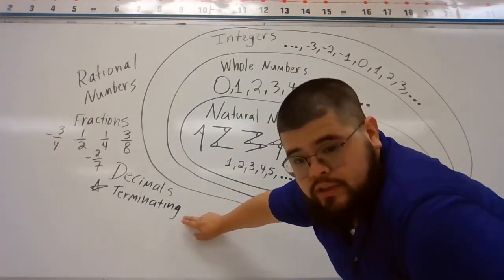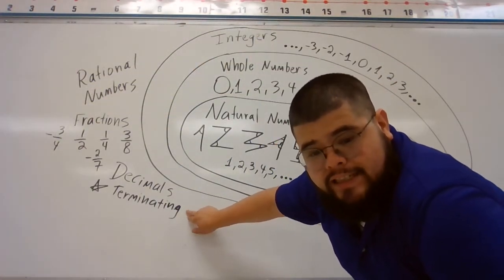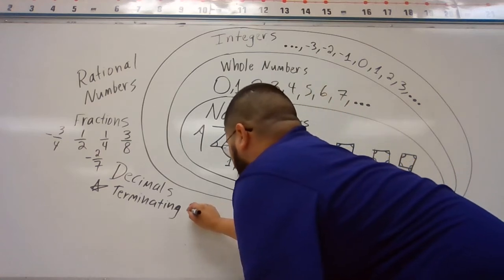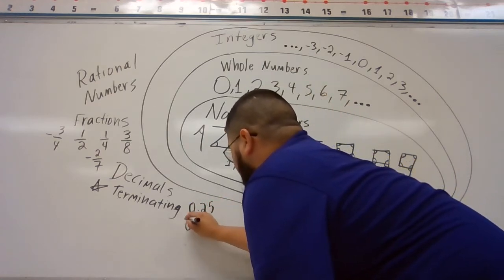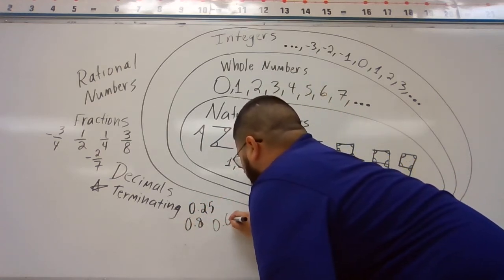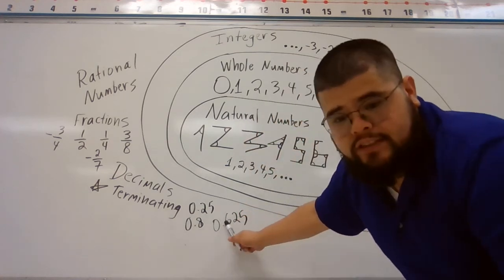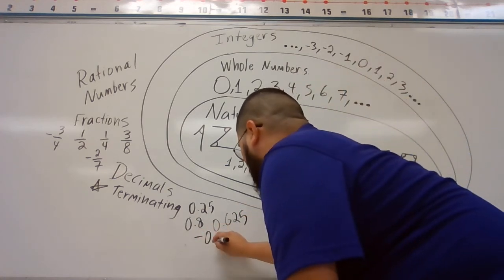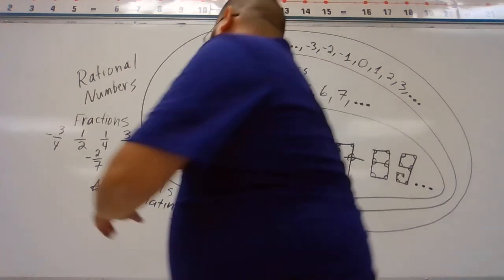The first type of decimal is terminating. What that means is that the decimal stops. They have a stopping point, like 0.25, 0.8, 0.625, right? They have stopping points. You can have -0.37, right?